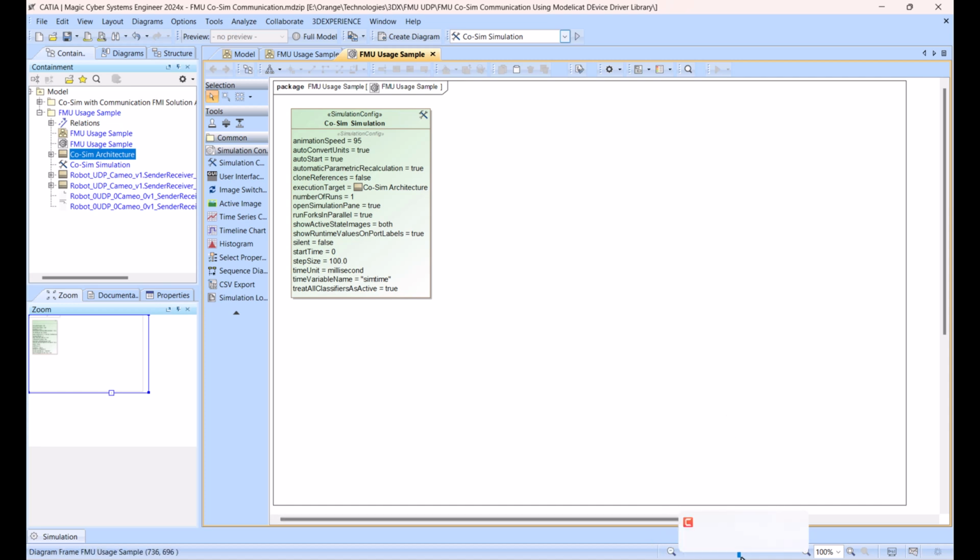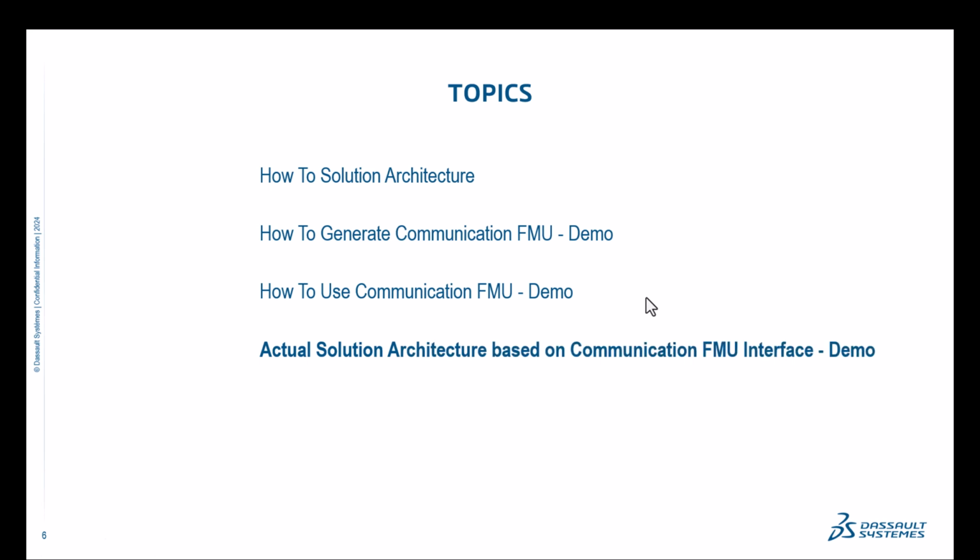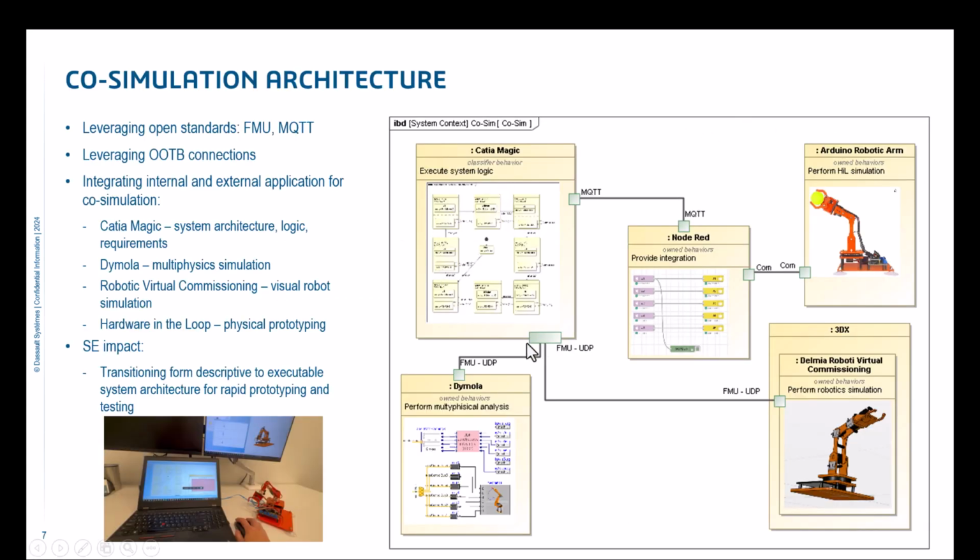Okay, let's go to the next step. So what actual solution architecture based on this communication interface can we enable? Here is an example where we ran Catia Magic SysML with the requirements verification, with the state machines, executing at system level, and then we drive other models and hardware like robotic simulation and the actual robot. We have robotic simulation inside of Delmia connecting with the FMU UDP, you see, and robotic simulation in Dymola running this sample.